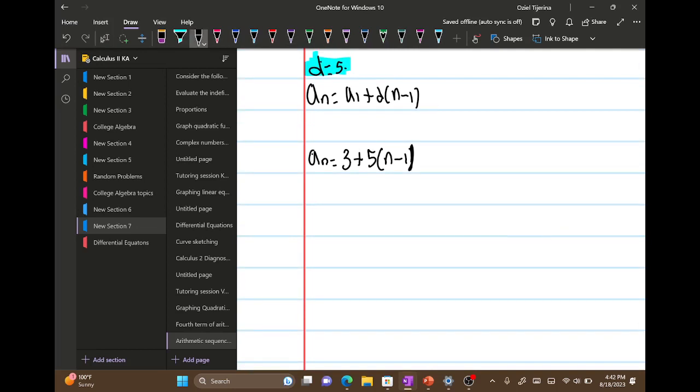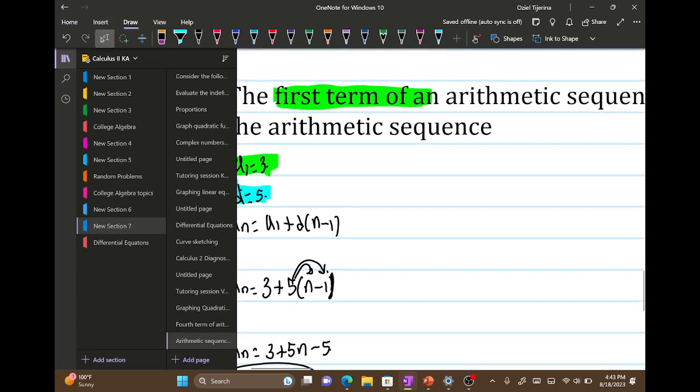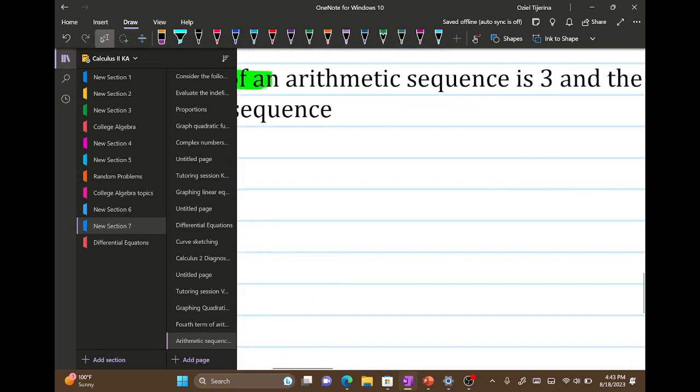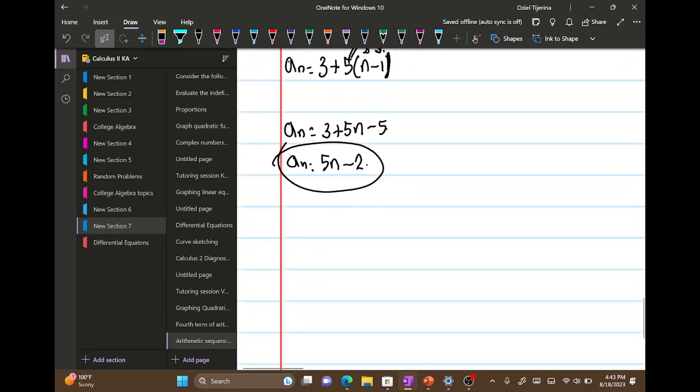So then my final answer would just be a sub n equals, and we would do a little bit of algebra here, 3 plus, with the distributive property, 5n minus 5. If we combine the like terms, we would end up getting a sub n equals 5n minus 2. And we know that this is the formula that's defined given what we were given. So that is how we would do that first problem.